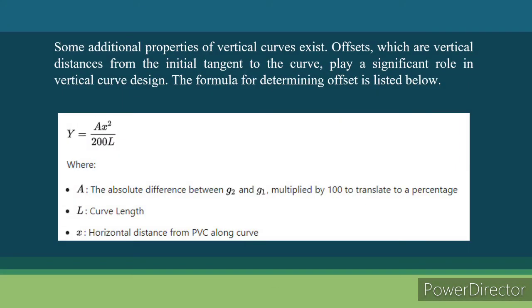Some additional properties of vertical curves exist. Offsets, which are vertical distances from the initial tangent to the curve, play a significant role in vertical curve design. The formula for determining the offset is listed below. The offset y is equal to A times x squared all over 200L, where A is the absolute difference between grade 2 and grade 1, multiplied by 100 to translate to a percentage, L is the curve length, and x is the horizontal distance from the PVC along the curve.